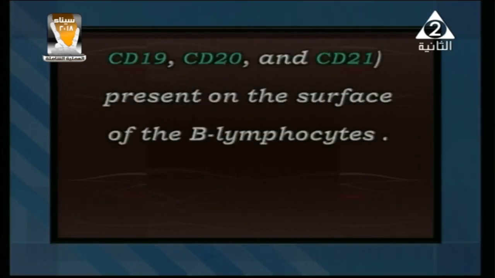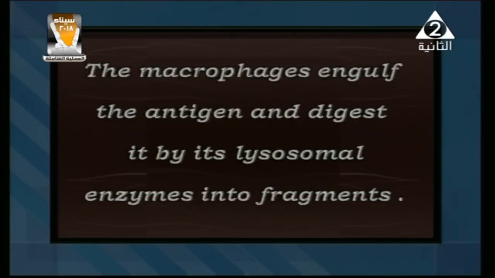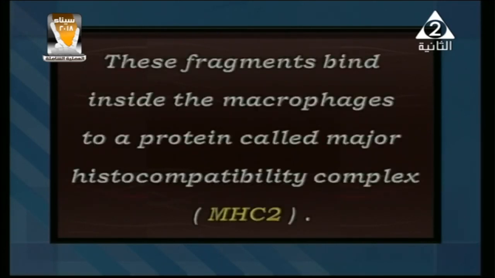After that, number two: these receptors are CD19, CD20, and CD21, which refer to clusters of differentiation that already exist on the surface of the B lymphocyte. The macrophage then engulfs the antigen and digests it with its lysosomal enzymes into fragments, very tiny pieces. So number one is attachment, and number two uses the cluster of differentiation, CD19, CD20, and CD21, present on the surface of the B lymphocyte.